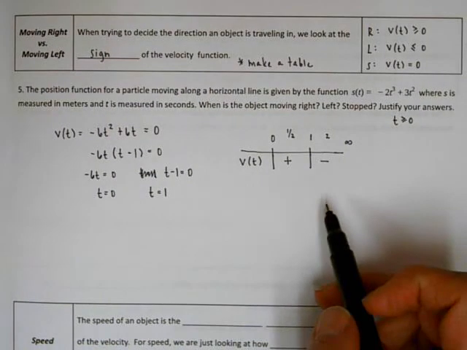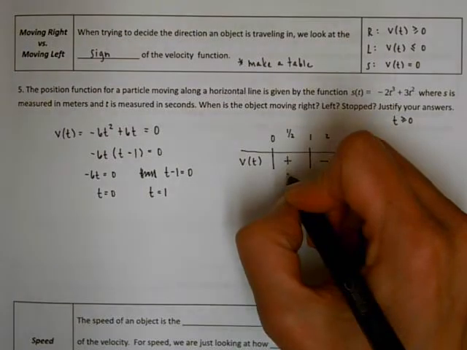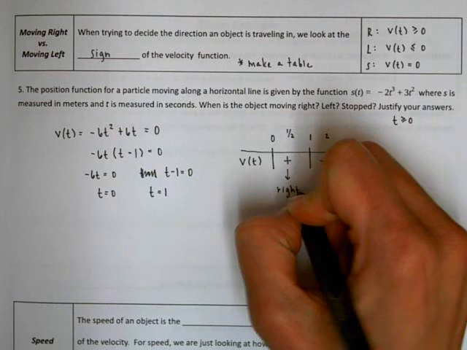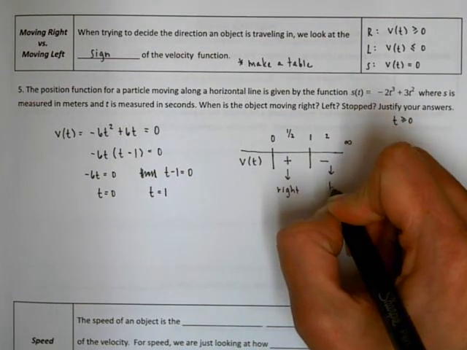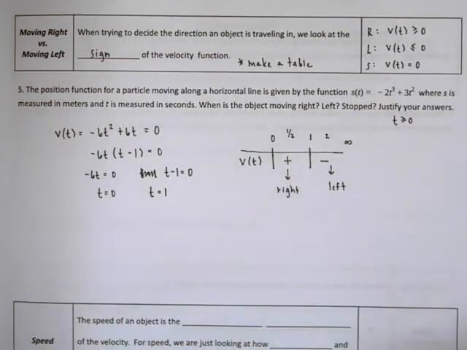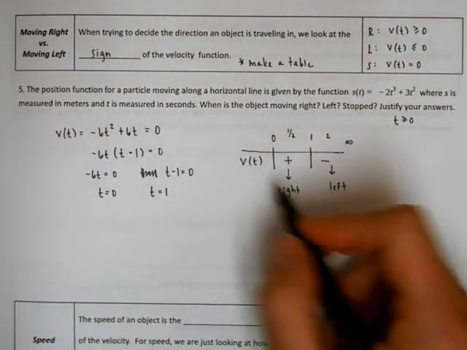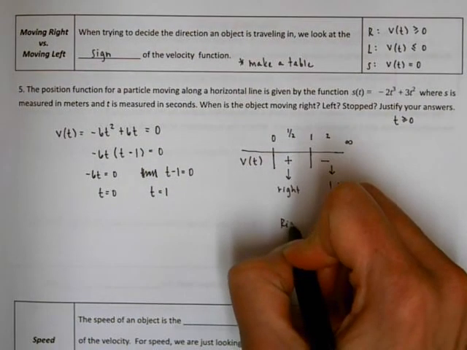And now I know the signs. I know that here my object is moving to the right. And then on this interval, my object is moving left. So to answer the question, we've done our work to justify it. Now we just need to state the intervals.